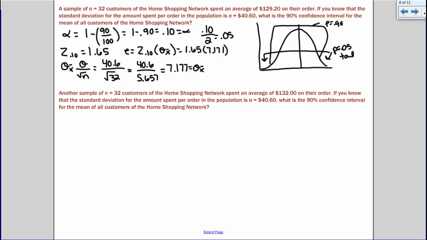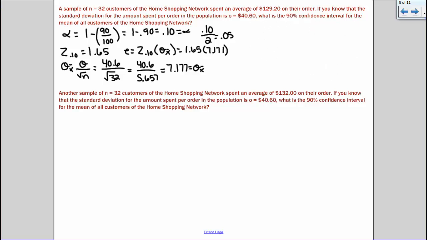I'm going to go ahead and erase my pretty picture, because I didn't leave myself enough room here. And so I know that my margin of error is equal to my z-score times my standard error. So 1.65 times 7.171 gives me 11.842. That is my margin of error.